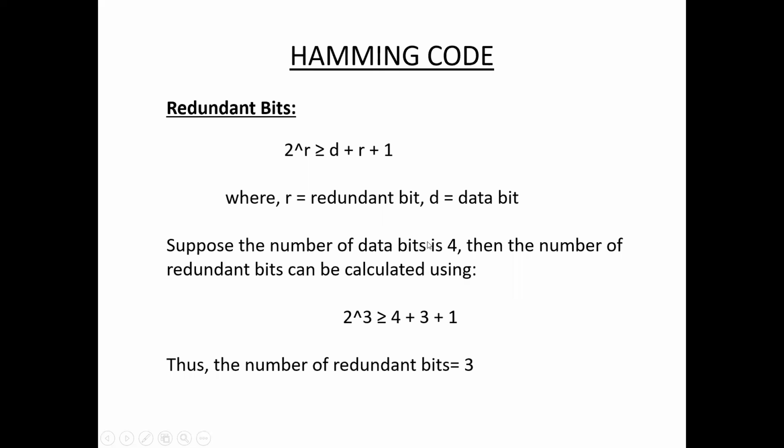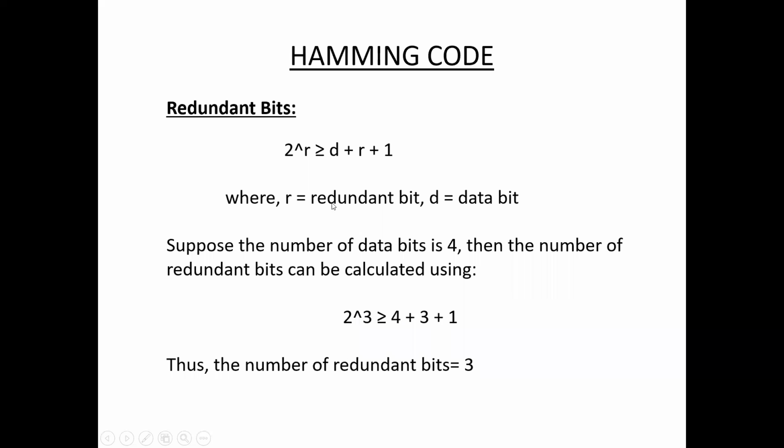4 ≥ 4 + 2 + 1, that is 7. So 4 ≥ 7 is false. Next, we take r = 3. So 2³ = 8, and 8 ≥ RHS. Here d = 4, r = 3, so 4 + 3 + 1 = 8. So 8 ≥ 8 is true, which satisfies the condition.